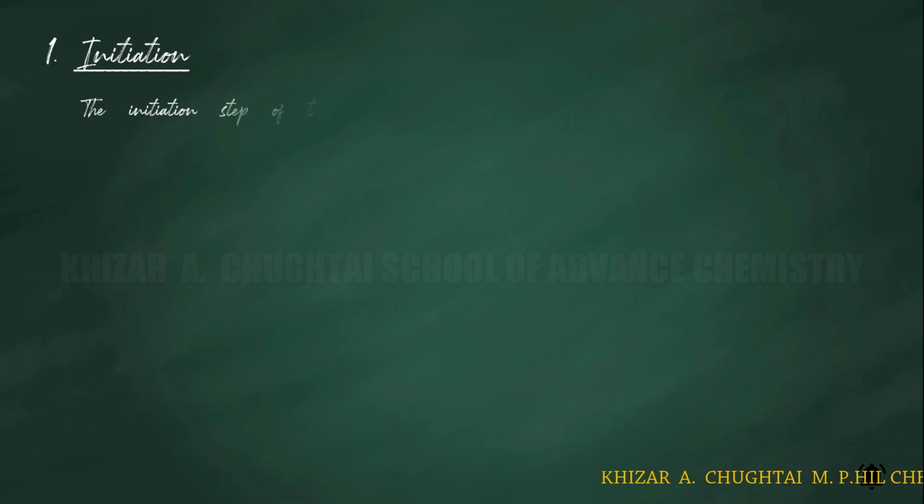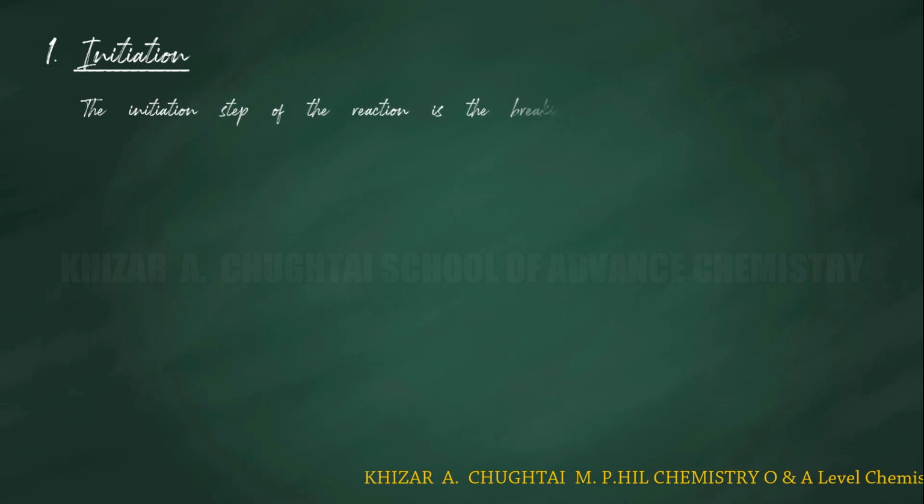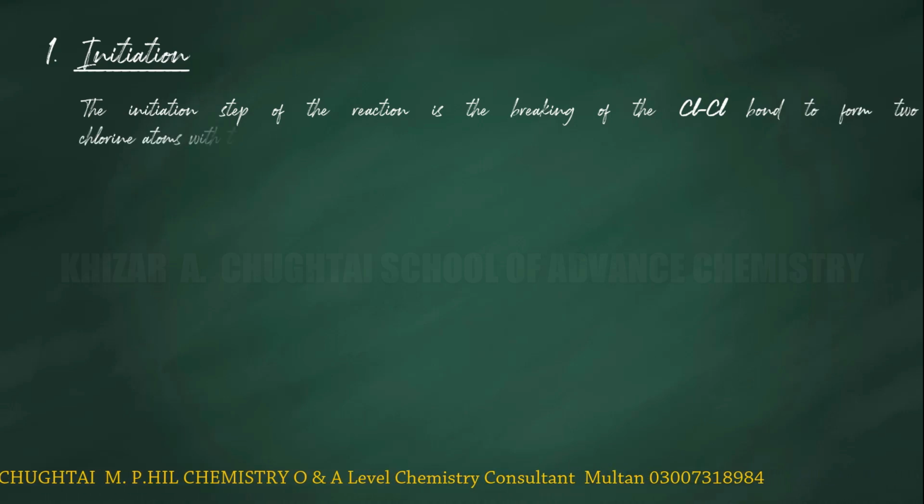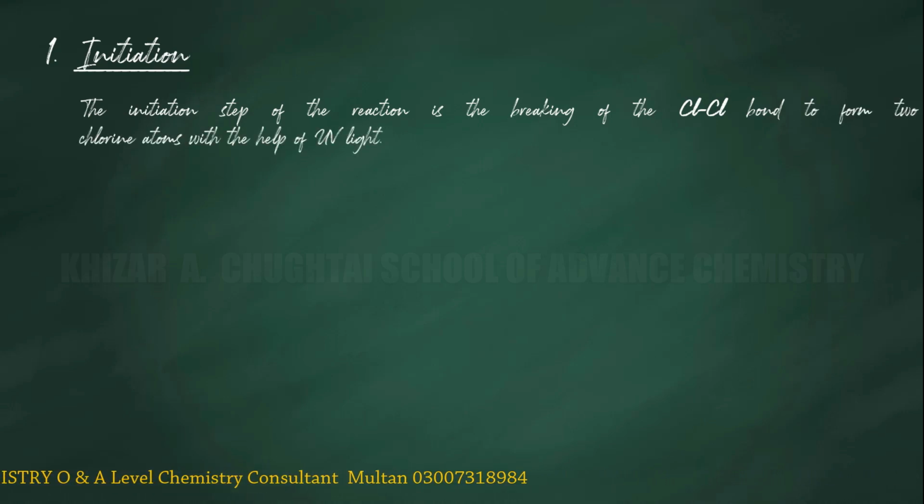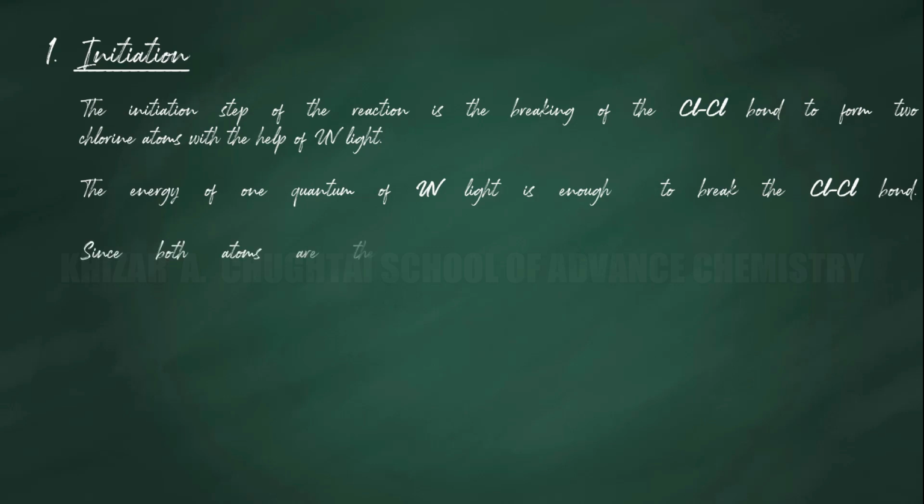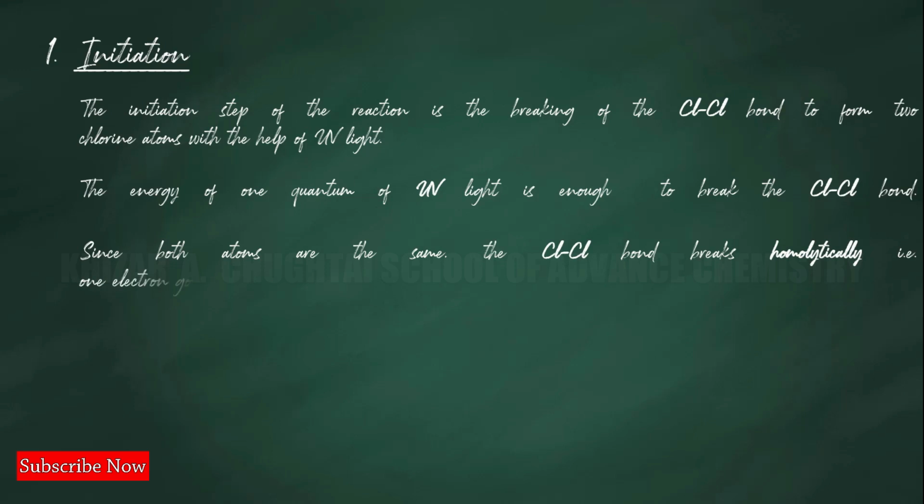The initiation step of the reaction is the breaking of Cl-Cl bond to form 2 chlorine atoms with the help of UV light. The energy of one quantum of the UV light is enough to break Cl-Cl bond. Since both atoms are same, the Cl-Cl bond breaks homolytically and each chlorine gets its own electron.